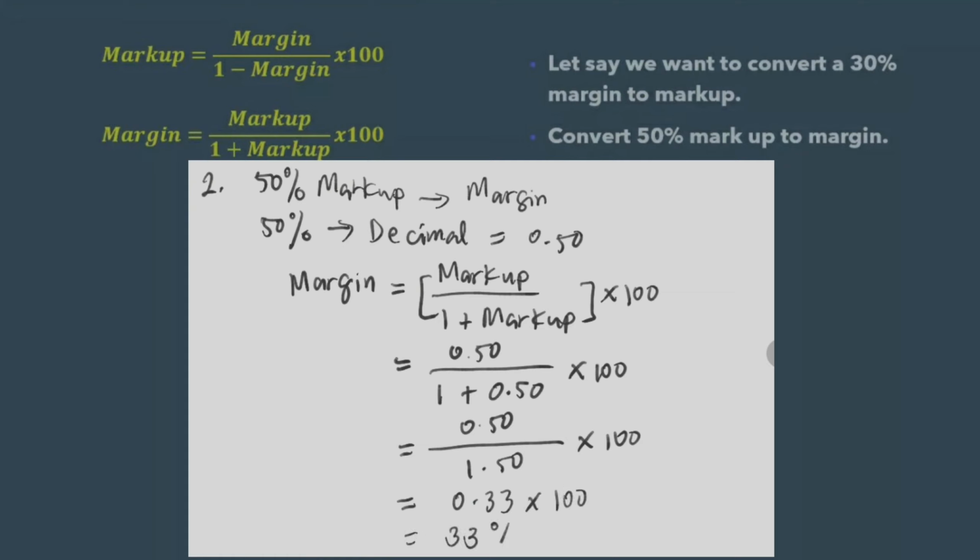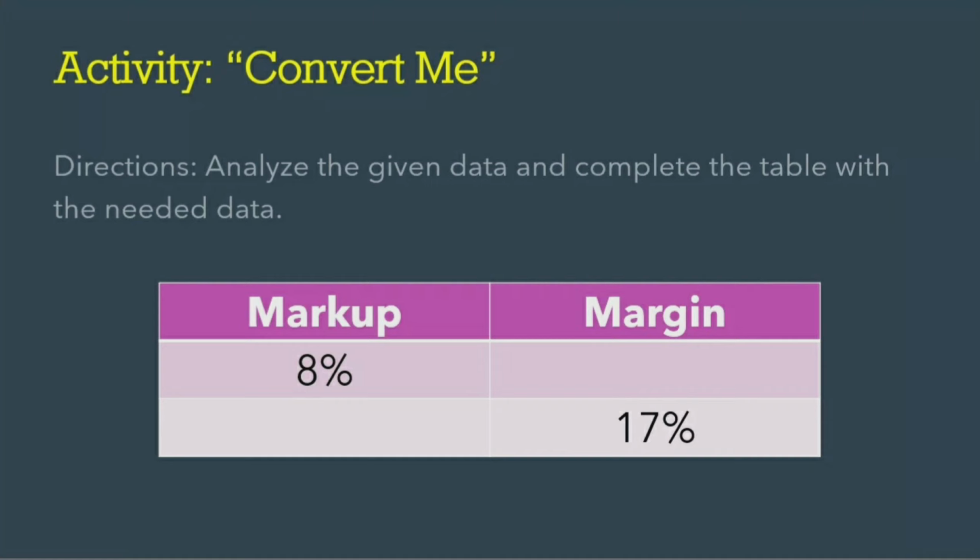Okay, so for our last activity, we have to complete this table with the needed data. So what we're going to do is we have to convert markup to margin, vice versa. So kindly get a piece of paper and a ball pen, and then I will just give you 1 minute to answer these questions. And your timer starts now.